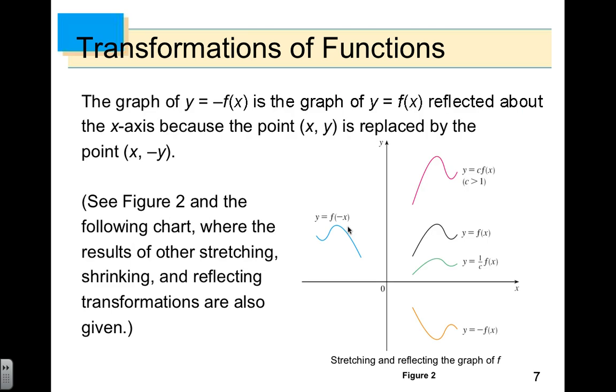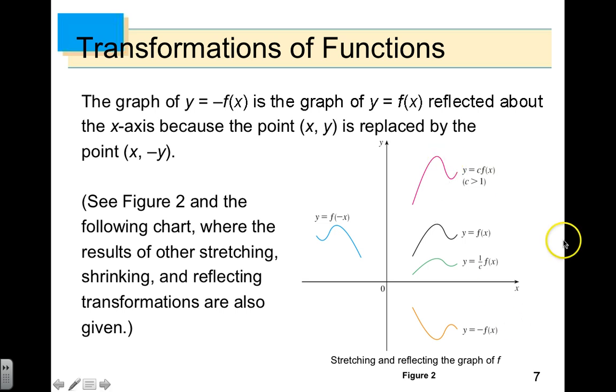So for example, the graph of y equals negative f of x is the graph of y equals f of x reflected about the x-axis. If my black graph here is y equals f of x, then the yellow graph here represents y equals negative f of x. It's just the original graph, reflected across the x-axis.